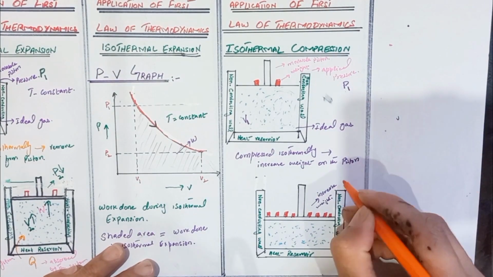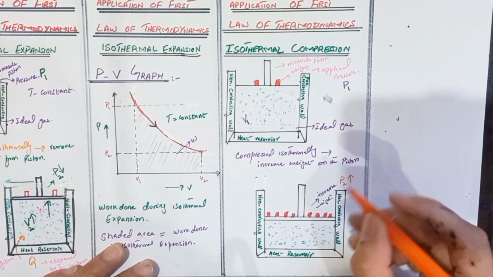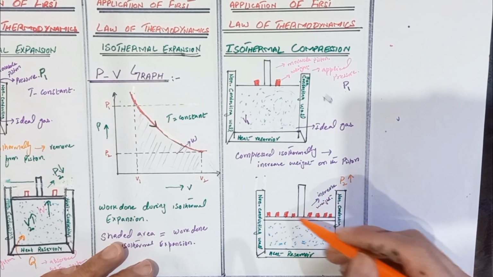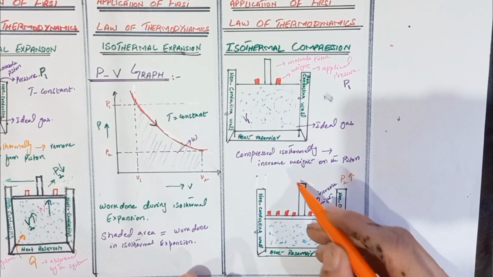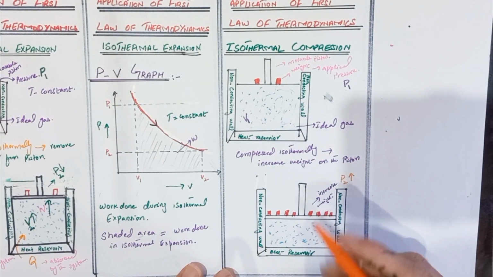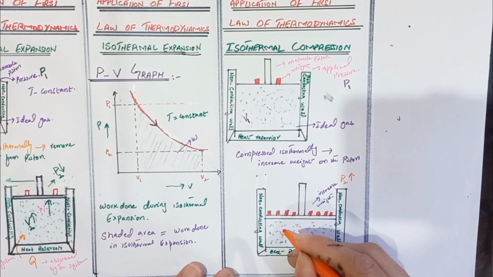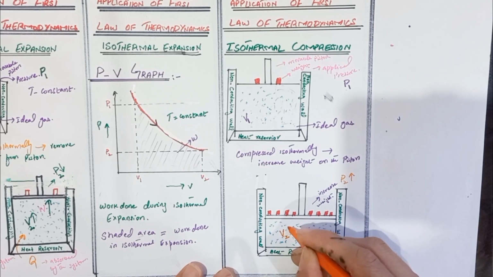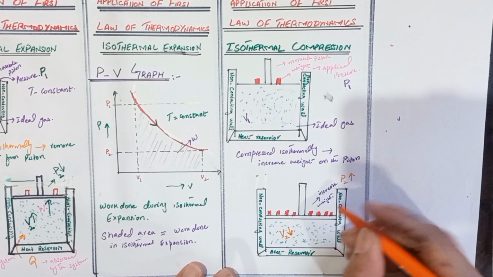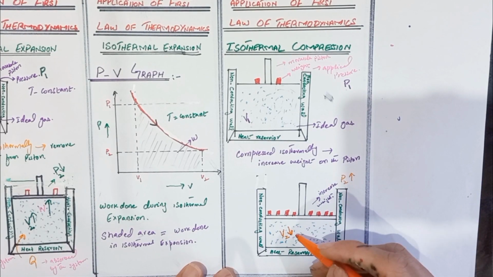Here the pressure is P1, and here the pressure is P2. The pressure is increased when we compress the gas, because we increase the weight on the piston. The volume of the gas is decreased when we increase the weight, so now the volume of the gas becomes V2. Pressure is increased, volume is decreased.